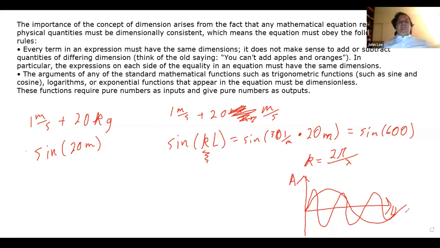So you just basically always have to have that k in there, or you have to have some sort of constant in there to cancel out the length or the time or the length squared or whatever you have in your input, in your argument. Okay.